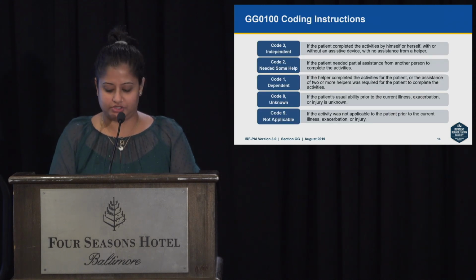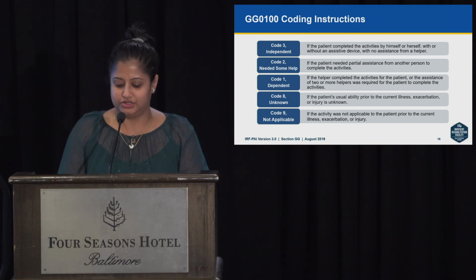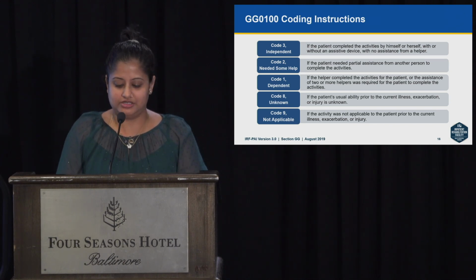In terms of coding instructions, you'd record the patient's usual ability to perform self-care, indoor mobility, ambulation, stairs, and functional cognition prior to the current illness, exacerbation, or injury. And just a quick note that these coding responses do differ from the 6-point scale and the activity not attempted codes. So they are listed here on this slide. Code 3, independent, if the patient completed the activities by him or herself with or without an assistive device with no assistance from a helper. So if a patient needed a walker or a cane, you could still code 3, independent.